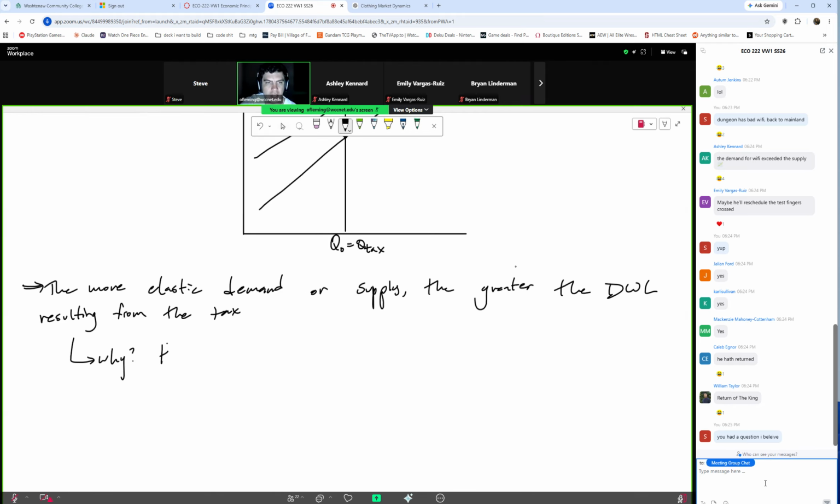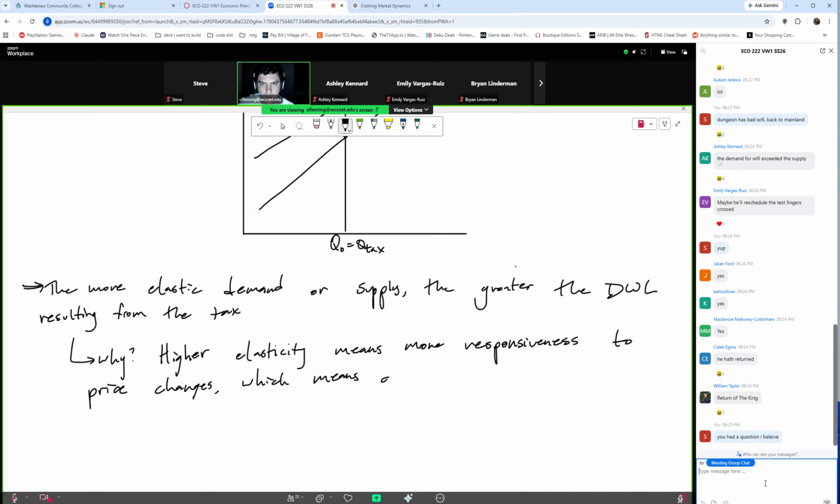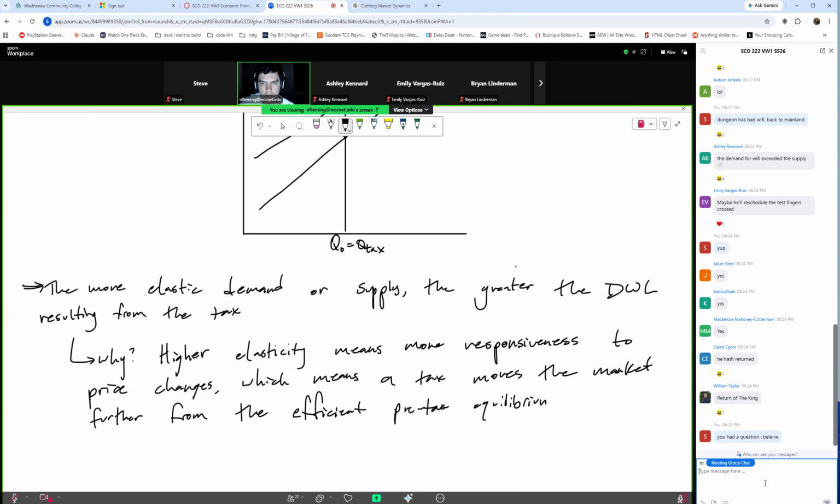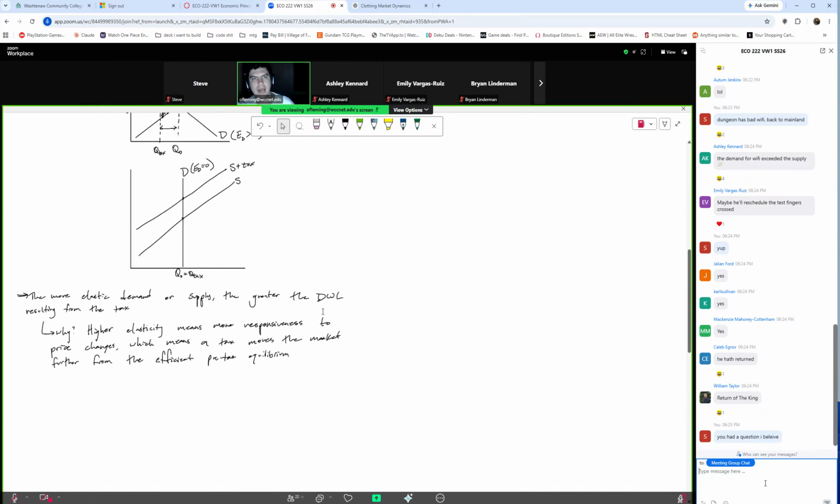And the reason for that is because when you have a more elastic curve, it is more responsive to a price change. So a price change is going to cause a greater change in quantity. And as we know, it's a change in quantity that causes a deadweight loss. Okay, so higher elasticity means more responsiveness to price changes, which means a tax moves the market further from the efficient pre-tax equilibrium. Okay? So that is the idea.